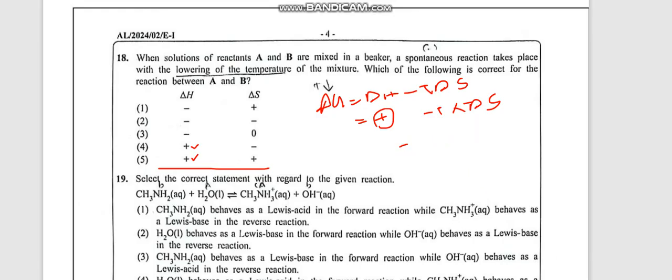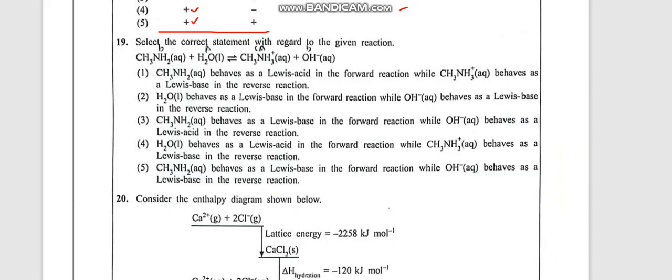Now let's go to the last two of this video, 19th and the 20th one. 19th question, select the correct statement with regard to the given reaction. Now here we have to find whether it is behaving as a Lewis acid or a Lewis base. Usually we should know that acid means it can release H plus ions to the solution. A base can accept an H plus ion.